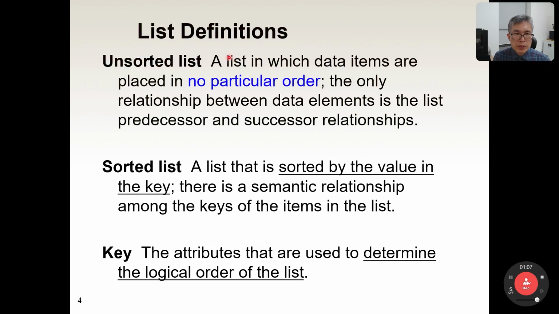Also, we have other definitions. An unsorted list is a list in which data items are placed in no particular order. The only relationship between data elements is the list predecessor and successor relationships. A sorted list is a list that is sorted by the value in the key. So the key is used to sort items. There is a semantic relationship among the keys of the items in the list.